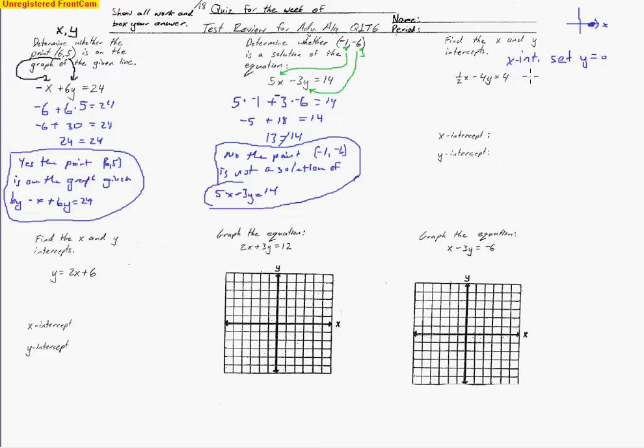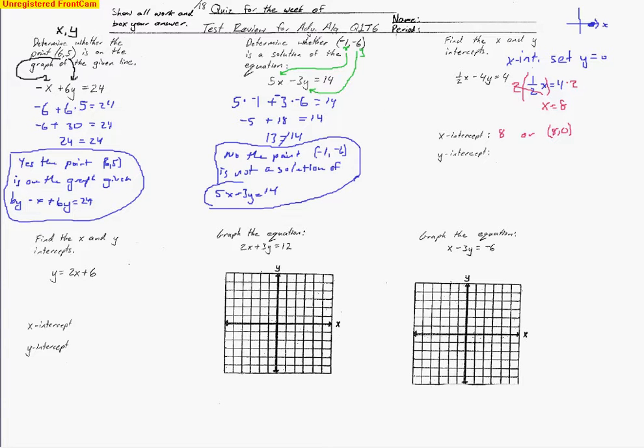When I do that, I'm just left with 1/2 x equals 4. So I've got just one step of multiplying by the reciprocal, and doing the same thing on the other side to cancel out the 2's, so x is 8. So the x-intercept is 8, or you could write it as an ordered pair, (8, 0). Either way will work.